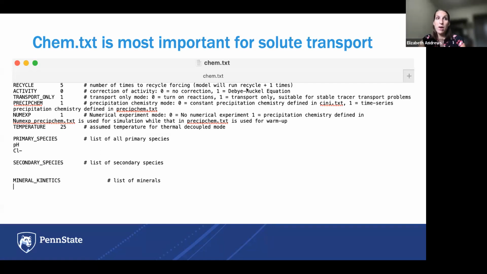And so if you have a high ionic strength solution, you might need to do an activity correction to relate activity to concentration. Here we've set the value to 0, so there's no correction being done.